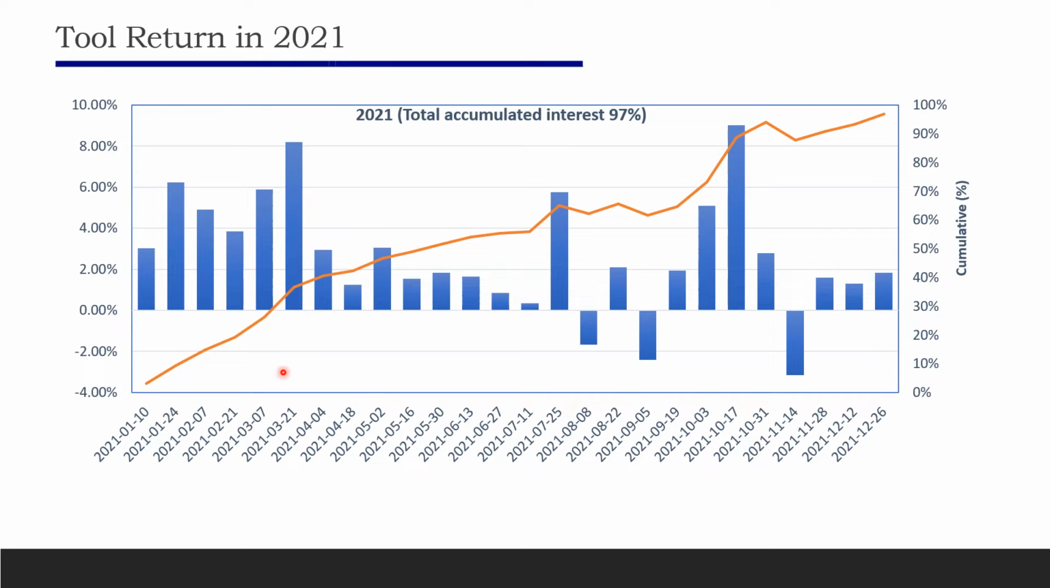2021 was a very good year for trading. As you see, the accumulative return of this method at the end of the year was around 100%. The minimum return was about -3%, and the maximum return was around 9%.